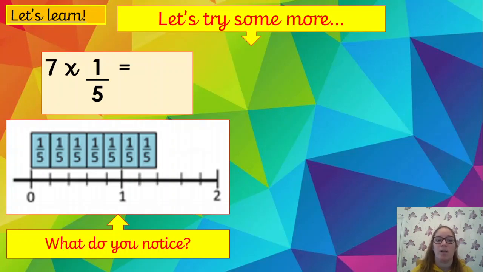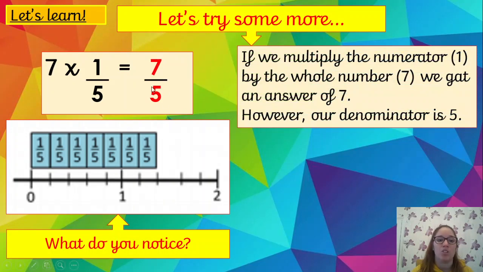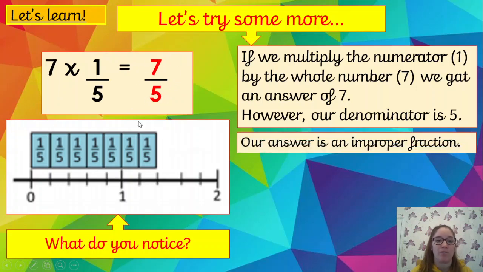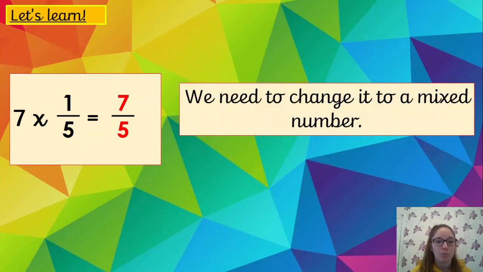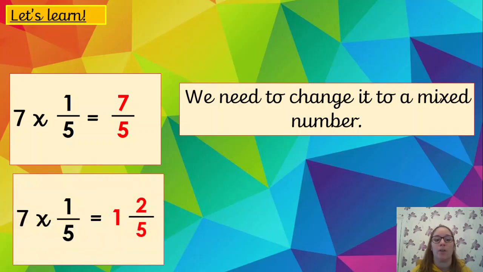So what is 7 times 1 for our numerator? 7 times 1 is 7, and we've got our 5. Now, if we look here, we can see that this is an improper fraction. This is bigger than a whole because we've got 2 extra parts left over. So 7 times 1/5 is 7/5. So we need to change it to a mixed number. You're experts at this now. So we've got 7 and we're going to divide it by 5. We know we've got 1 with 2 left over.